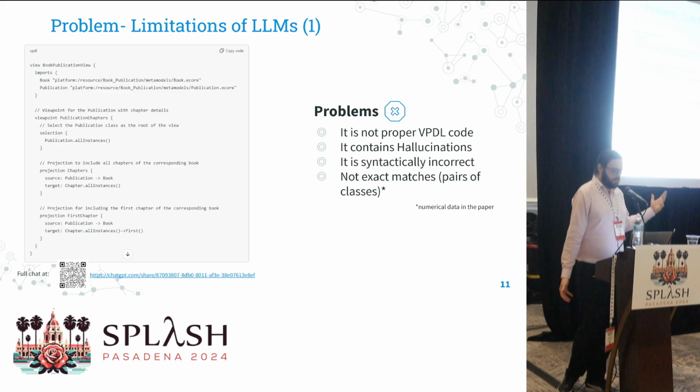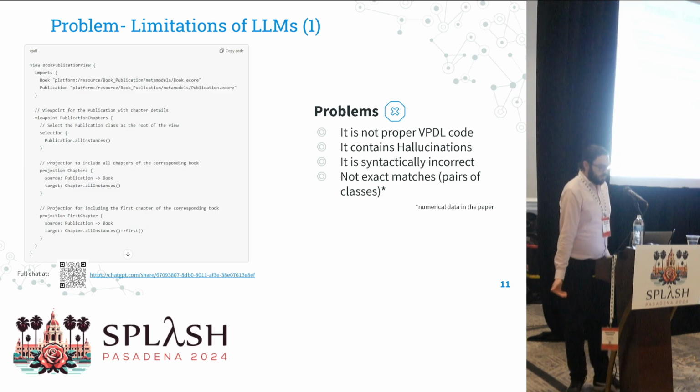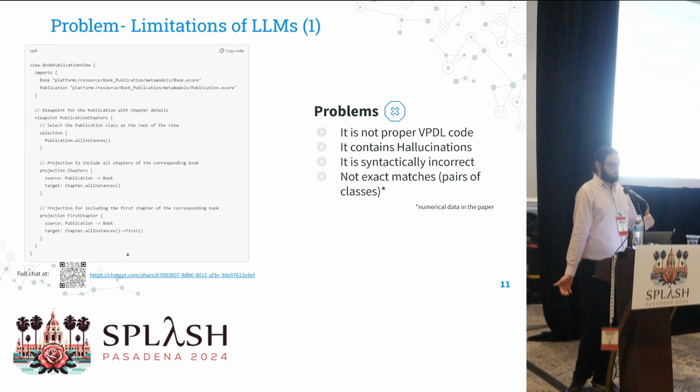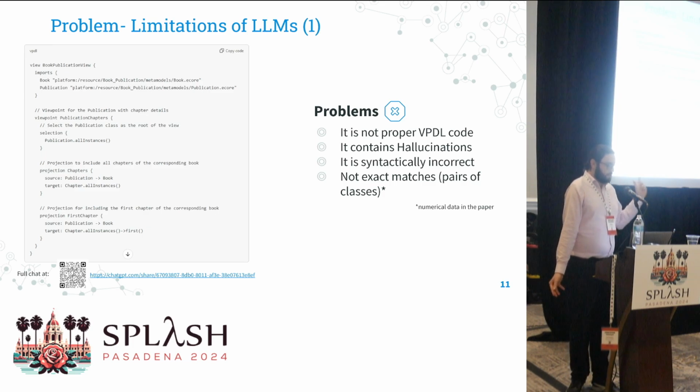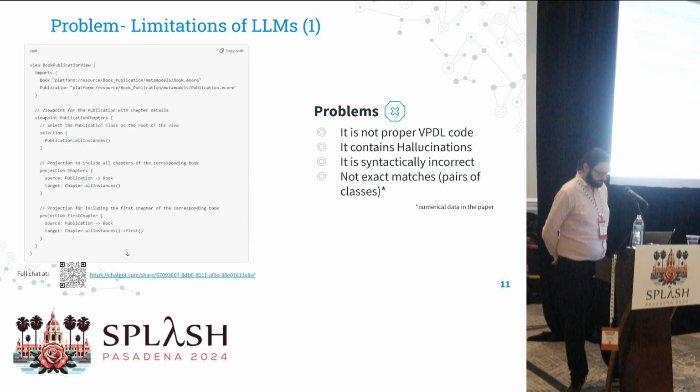As you can see, it makes sense, but it is not VPDL code. It does not look like VPDL code. And why does this happen? Because ChatGPT, actually the GPT model that's in the background of ChatGPT, does not know VPDL. It probably is not part of their training data. It contains some hallucinations, which is very common when we are using LLMs.